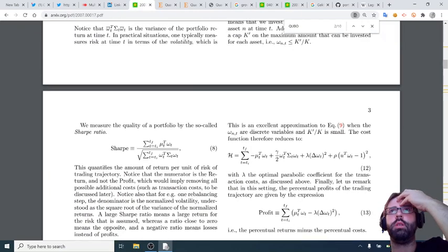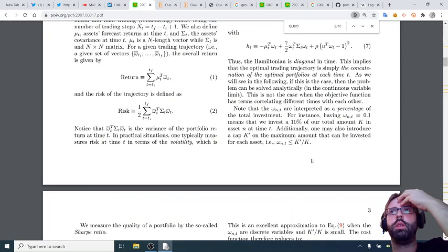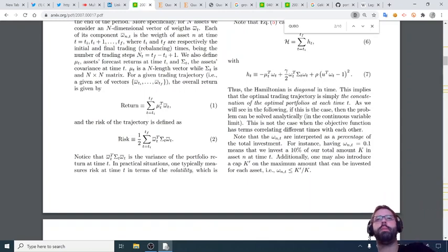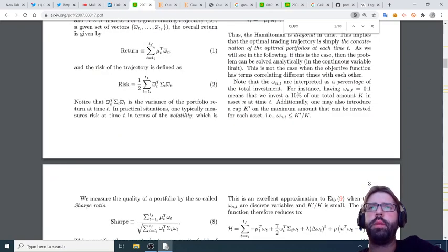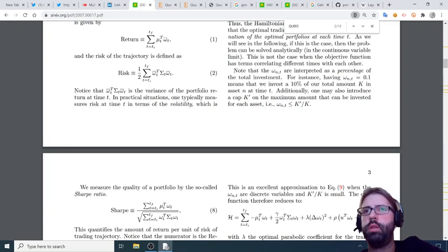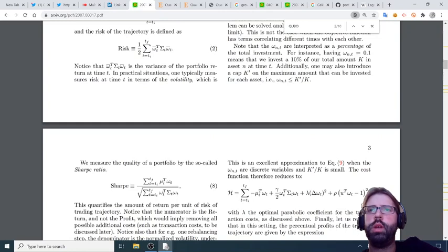When did I miss that? Oh, that actually... For instance, having... Additionally, one may also introduce the cap K prime on the maximum amount that can be invested for each asset. The two quadratic terms. Ah, that's the transactional costs. They discuss both. Okay.